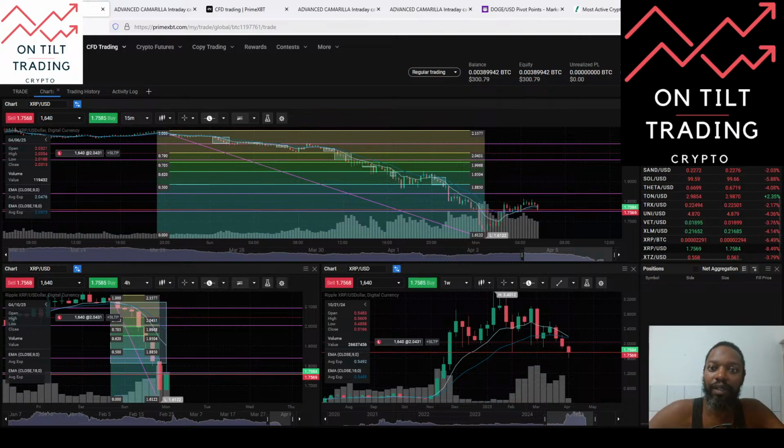Let's go over my pre-market analysis here. First up, we have Ripple. Ripple got my attention today. This is the weekly chart. It's the 4-hour chart. This is the 15-minute chart. Down here on the 4-hour, a few things got my attention on Ripple this morning.